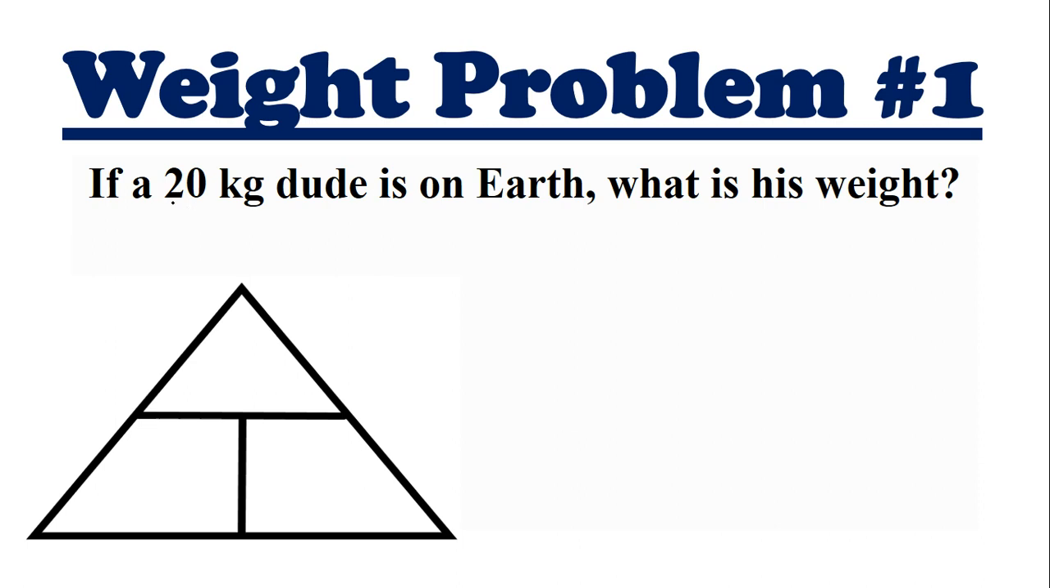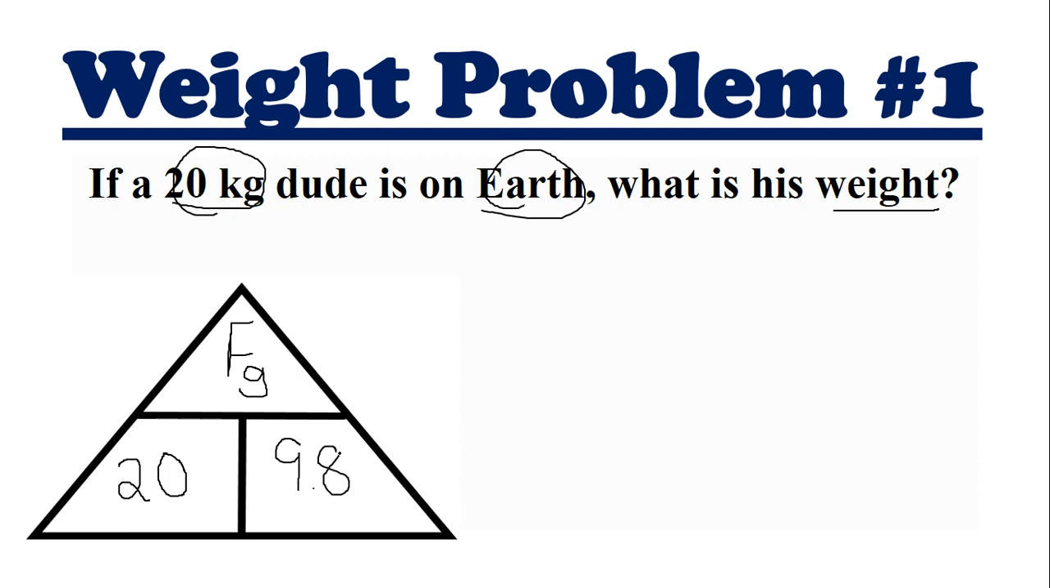So let's look at weight problem number 1. It says a 20 kilogram dude is on Earth. What is his weight? So we're trying to find weight, and that means Fg will stay in the triangle. We know our mass is 20 kilograms, and it says we're on Earth, and we know that Earth's gravity is 9.8. Now that we know that, we can do our math. Since the numbers are next to each other, we're going to multiply them, and we're going to get 196 newtons.